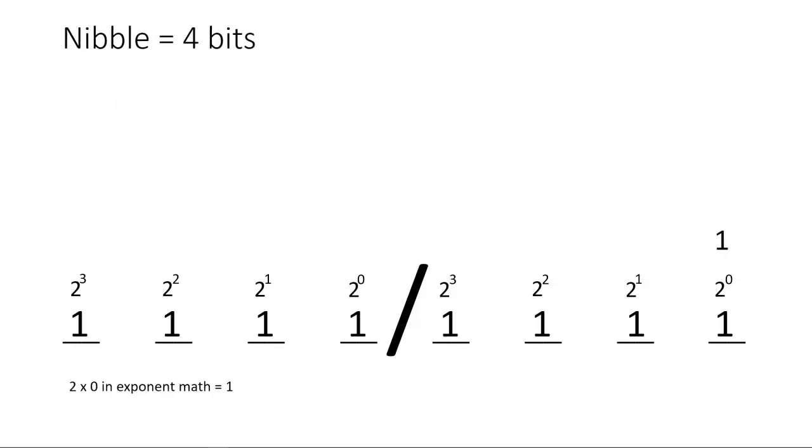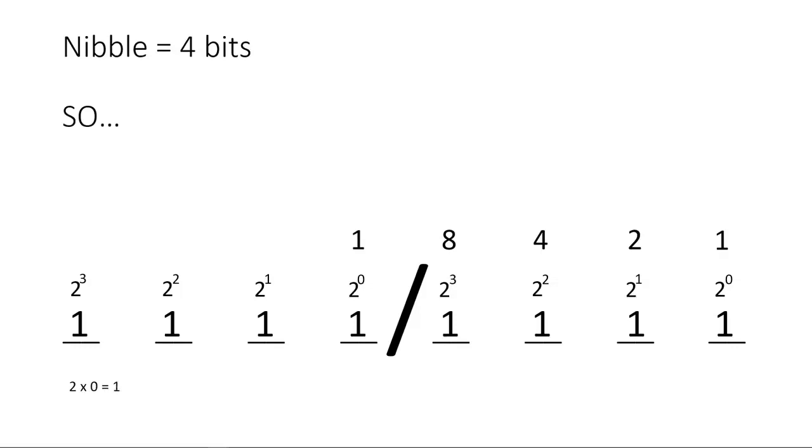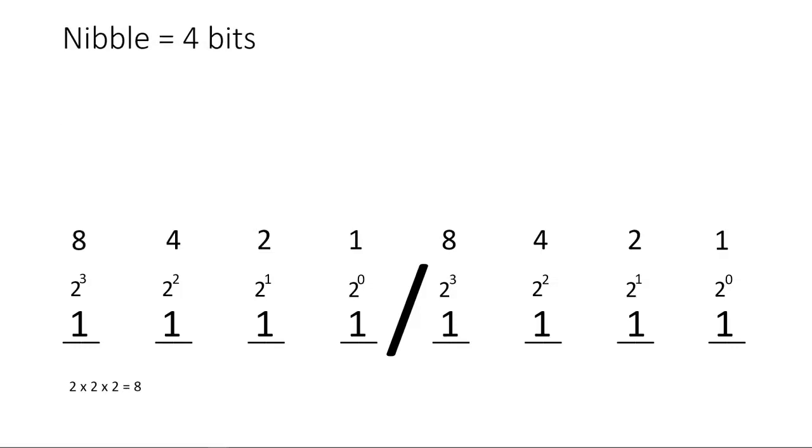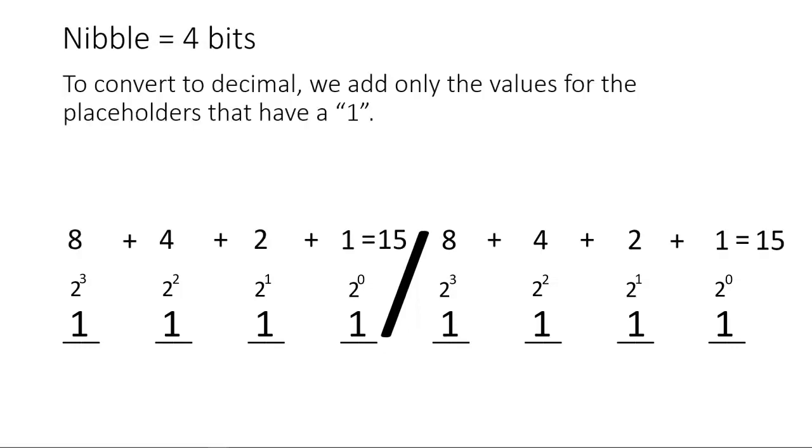You recall from our byte episode, the 2 to the 0 in exponent math is 1, or whatever the value is in that placeholder. So then we have 2 to the 1 is 2, 2 to the 2 is 4, 2 to the 3 is 8, and it starts all over again. 2 to the 0, 1, 2, 4, 8, just like before. But now we've got to convert it all, just like in the byte episode.